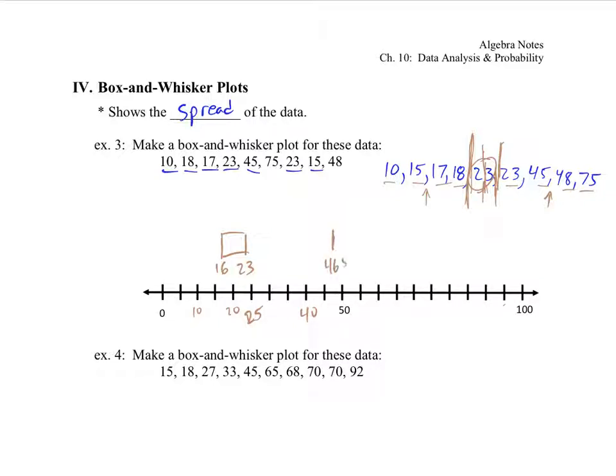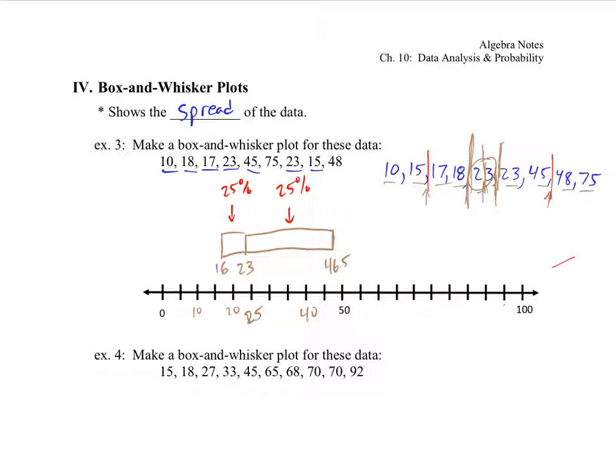So 46.5, label that. And now what we have, we're not done quite yet, but we have the middle half of the data. So we know 25% of the data, because we cut it in half in the middle, 25% of our numbers are going to be between 16 and 23. Another 25% is between 23 and 46.5. So the numbers are a lot more spread out between 23 and 46.5. Agreed?